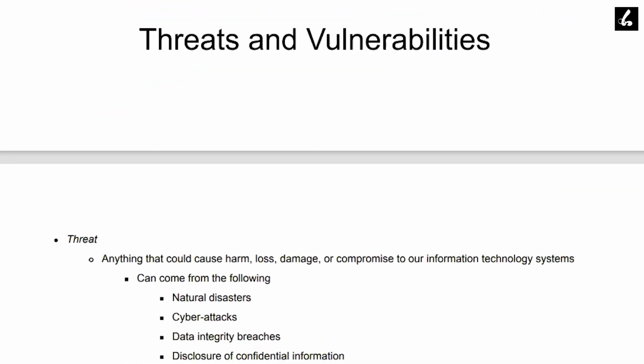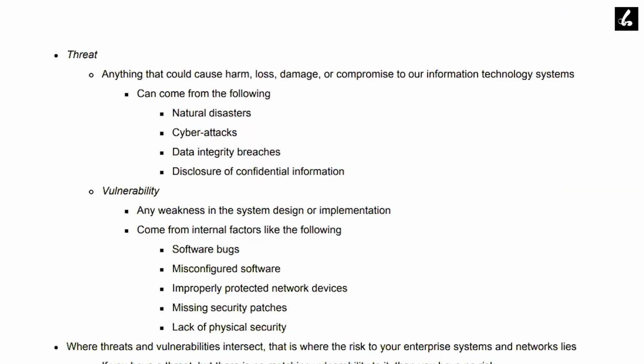Then we have threats and vulnerabilities. You know threat, right? A threat is one that can harm your technology system. Threats can come from natural disasters, cyber attacks, data integrity breaches, and disclosure of confidential information. Then we have vulnerability. We had a very long discussion on what vulnerability is, and here the same thing is written.